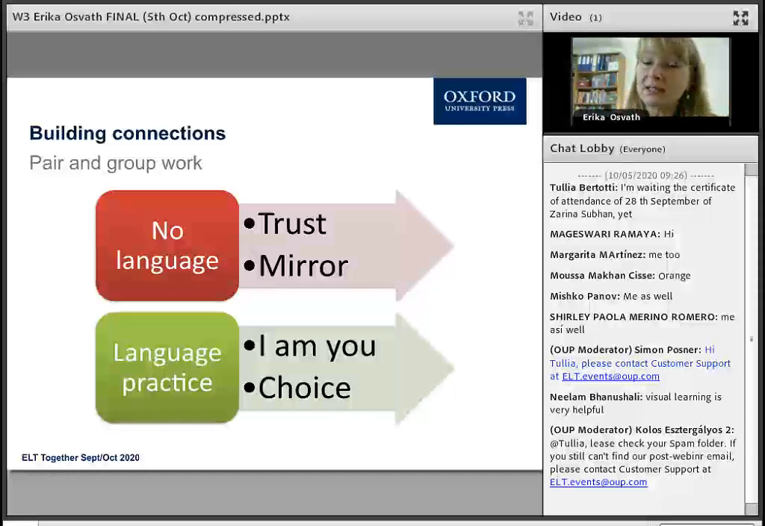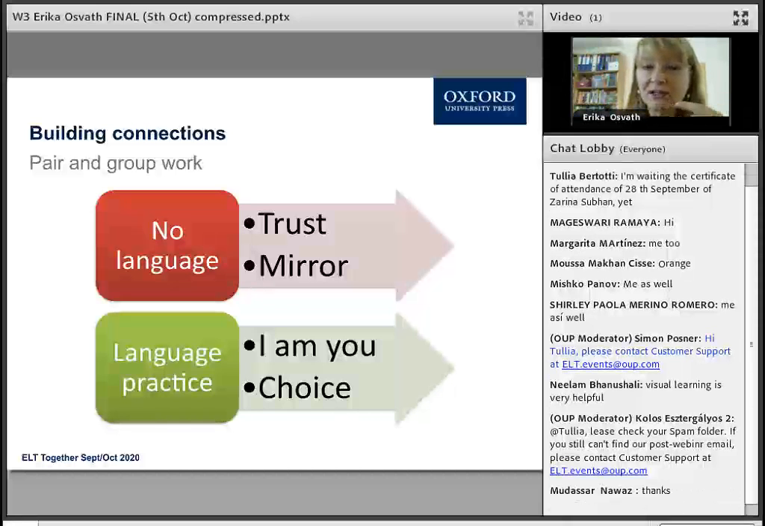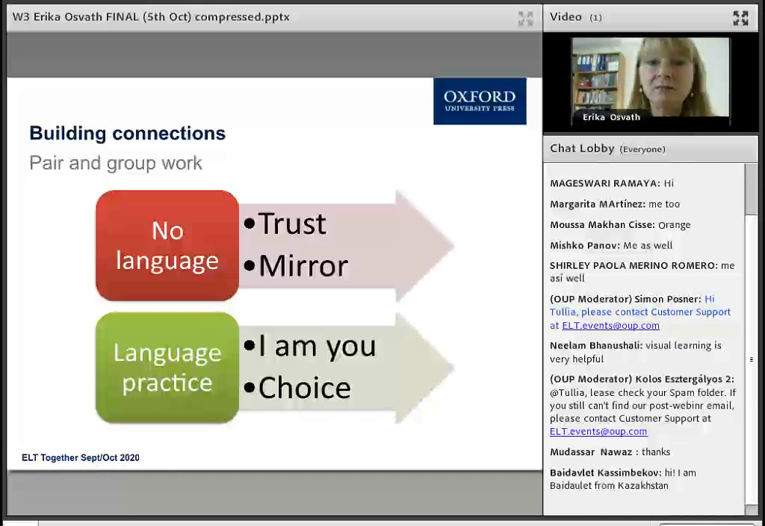And this is how they just move around the classroom. You can also play some nice and quiet music while they're moving around the classroom and looking after each other. And when the music stops, they also stop moving and then they take turns. So this is a lovely way to get them to trust each other and also to feel that they are safe because someone is looking after them and making sure that they are safe.